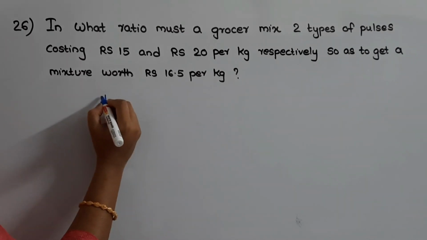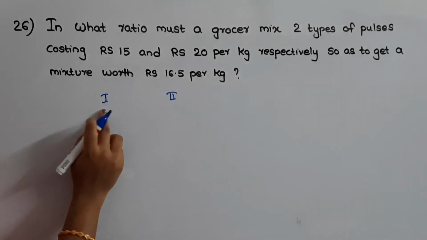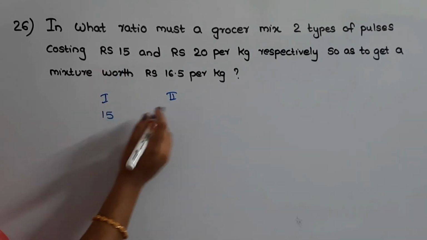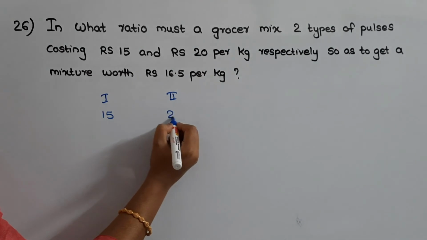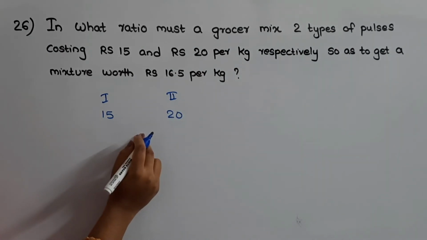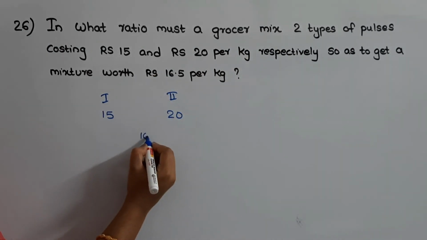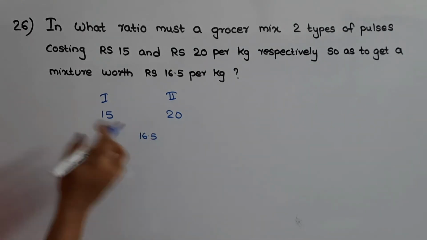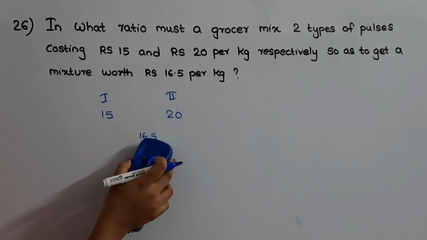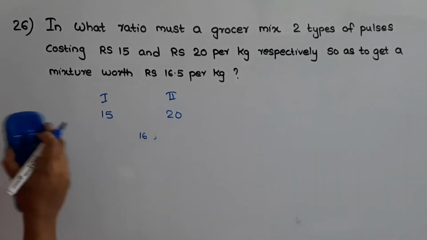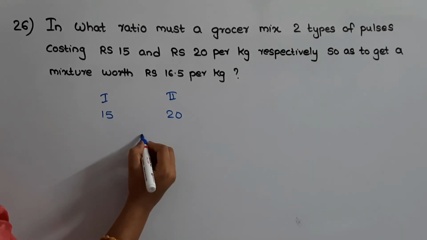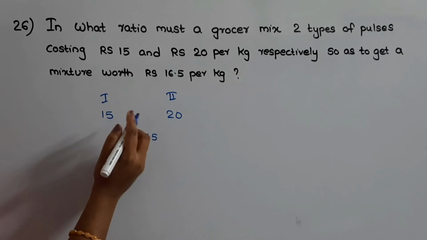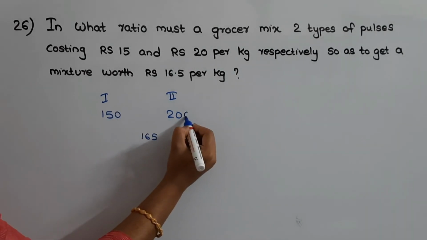So first write first type, second type. Below this we need to write down the cost of first type, that is 15, and here we need to write down the cost of second type, that is 20. So in the middle we need to write down the cost of the mixture, that is 16.5. In alligation method we can avoid this decimal fraction. For that, multiply this 16.5 by 10, then this will become 165. But when we are multiplying here by 10, we need to multiply these both also by 10. So this will become 150 and this will become 200.